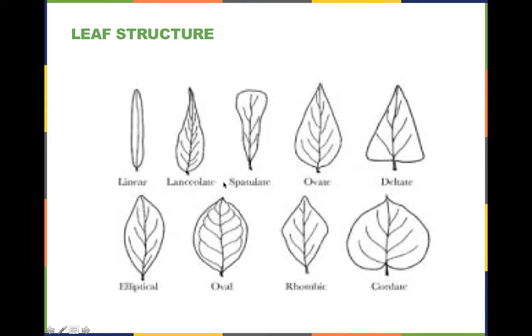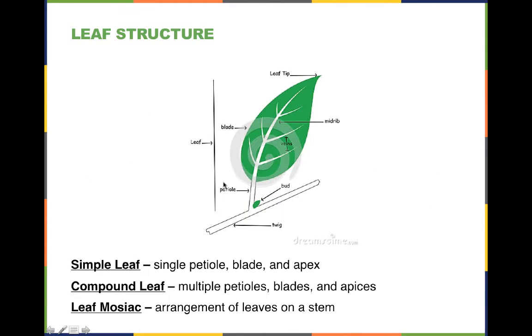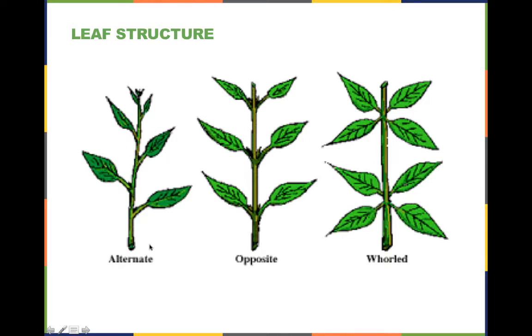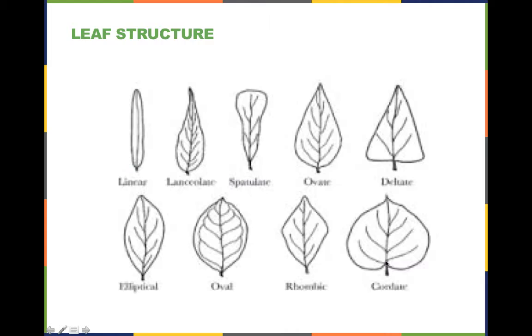Leaves are essentially classified by whether they're simple versus compound, whether they're arranged in an alternate, opposite, or whorled pattern, and then their shape, whether they have one of these kinds of shapes.